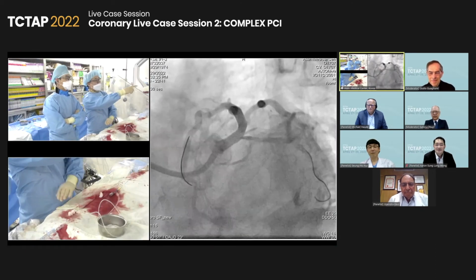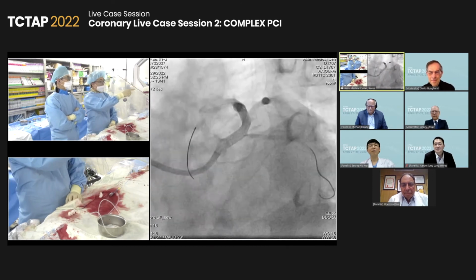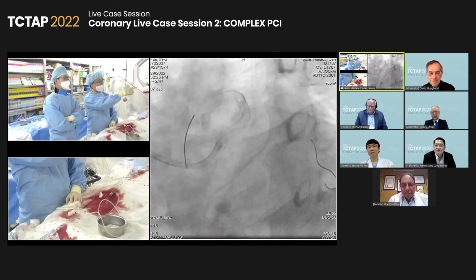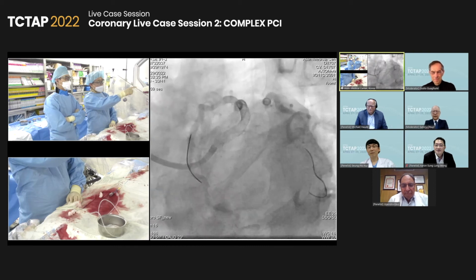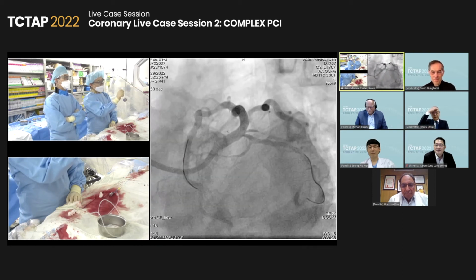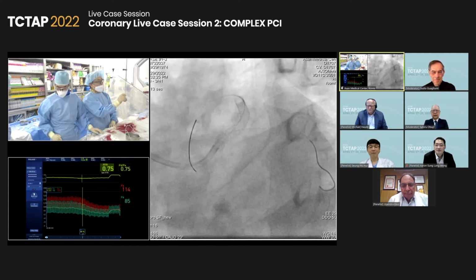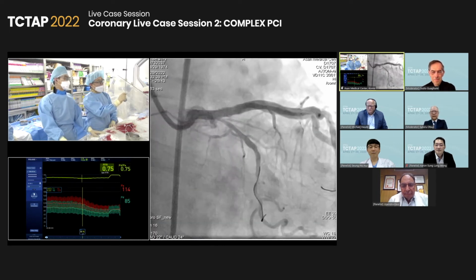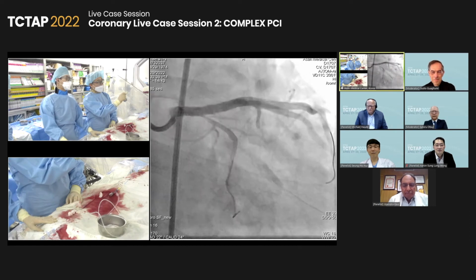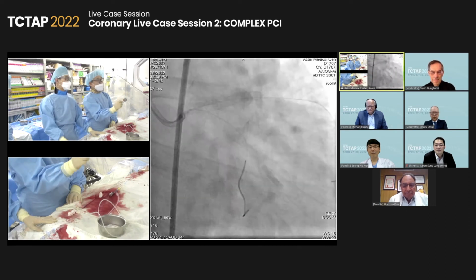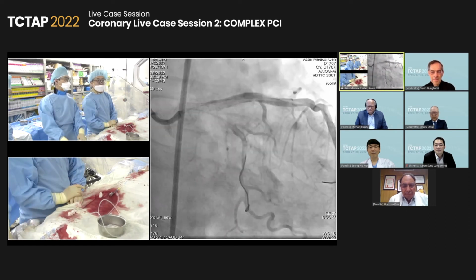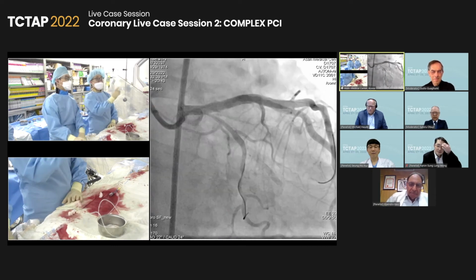So this is just for everybody to remember: this is the ostium of the side branch, with some pinching and narrowing. This is the coronary view, where there is some pinching and narrowing. As everybody recommended, we checked FFR. Can you see the FFR?